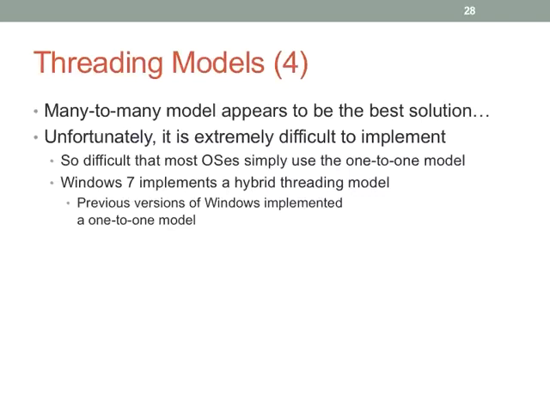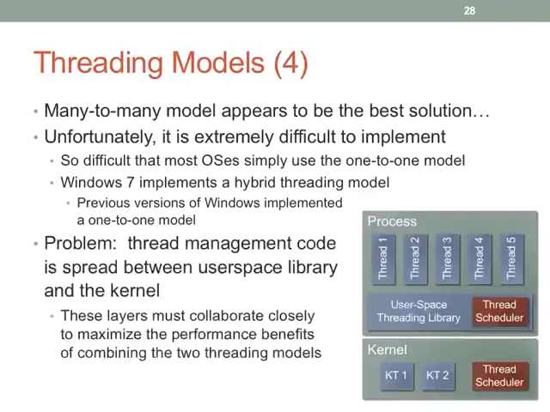Windows 7, for all my whinging about Windows from time to time, has been really innovative in trying to introduce a hybrid threading model so that they can leverage the benefits of both approaches. So you have threads in the process. Those are user space threads. We have kernel threading support, so we have a couple of kernel threads. And you can see that we have a thread scheduler in user space and we have a thread scheduler in the kernel.